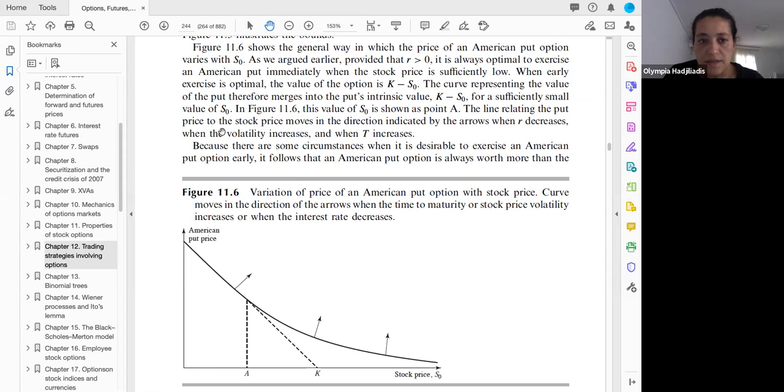The line relating the put price to the stock price moves in the direction indicated by the arrows when R decreases, when volatility increases, and when T increases. And so that's what we see. This is the variation of the price of an American put option with the stock price, and when S0 reaches A, it converges to this line over here. So the curve moves in the direction of the arrows when the time to maturity or stock price volatility increases, or when the interest rate decreases.